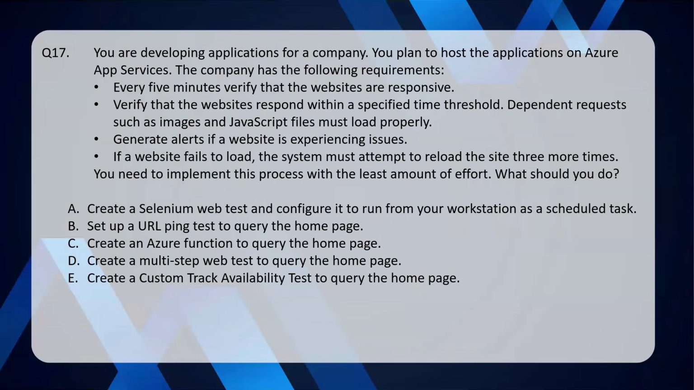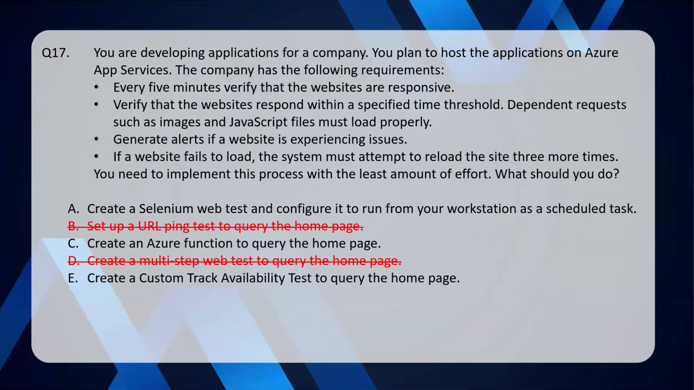Create an Azure function to query the homepage. Create a multi-step web test to query the homepage. Create a custom track availability test to query the homepage. Now friends, URL ping test and multi-step web test are deprecated already, so you can rule them out.